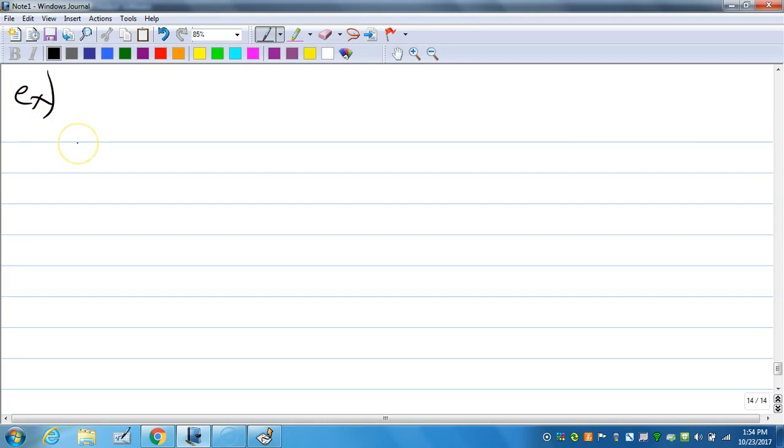Let's do another one. So again, the same exact directions as before. Find the missing indicated angle measure.